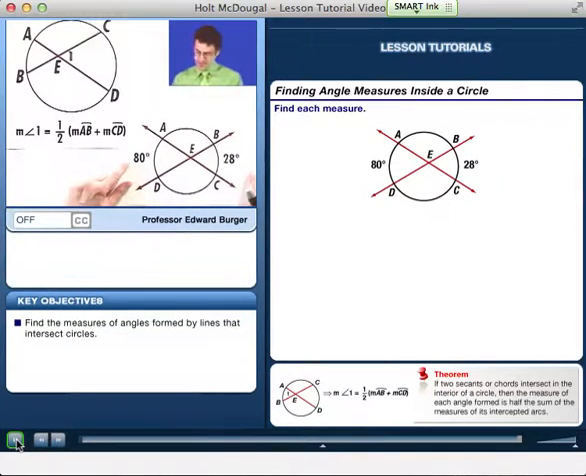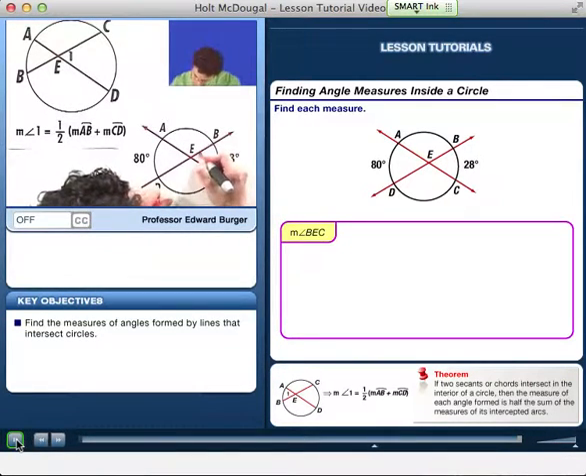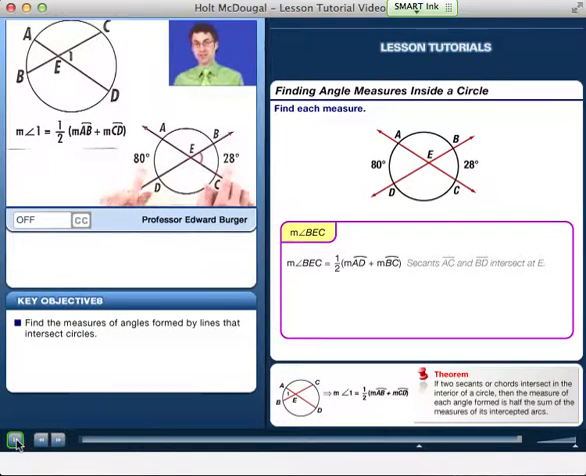So here I have a couple of lines cutting through the circle. They intersect at E, and our challenge is to find the angle BEC. That's what we want to do. So I want to find this angle. Well, if I know that this arc has a measure of 80 degrees and this arc has a measure of 28 degrees, well, then I know that this angle actually is going to be equal to the average of these measures. So all I have to do is add them up and divide by 2.